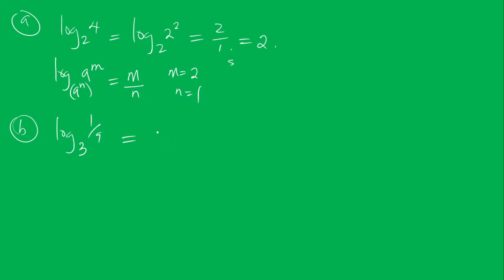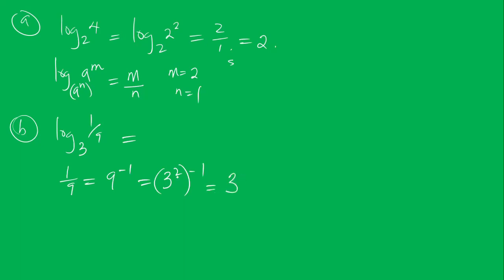This is the same thing as saying, according to the law of indices, 1 all over 9 is the same thing as 9 to the power minus 1. And 9 is the same thing as 3 to the power 2, all to the power minus 1. So this will give you 3.